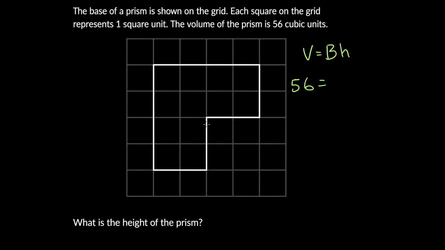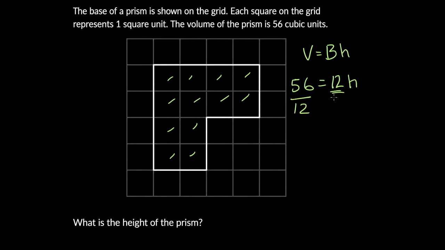Well, we can look at this, and actually we could just count the squares. 1, 2, 3, 4, 5, 6, 7, 8, 9, 10, 11, 12. So it's equal to 12 times the height. 12 square units is the area of the base. So to figure out the height, we just divide both sides by 12.